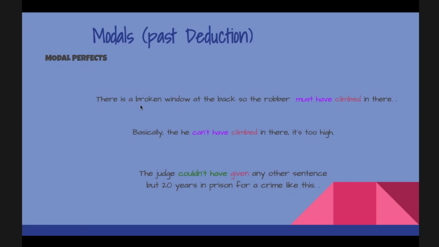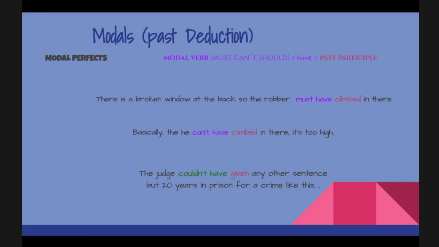Entonces, there is a broken window at the back, so the robber must have climbed in there. Entonces, estoy súper seguro, por eso utilizamos el must, porque por la lógica de ver una ventana rota, this is what must have happened, okay? Basically, he can't have climbed in, it is too high, or the judge couldn't have given any other sentence but 20 years in prison for a crime like this. ¿Por qué? Porque estamos viendo el contexto que se nos está dando.